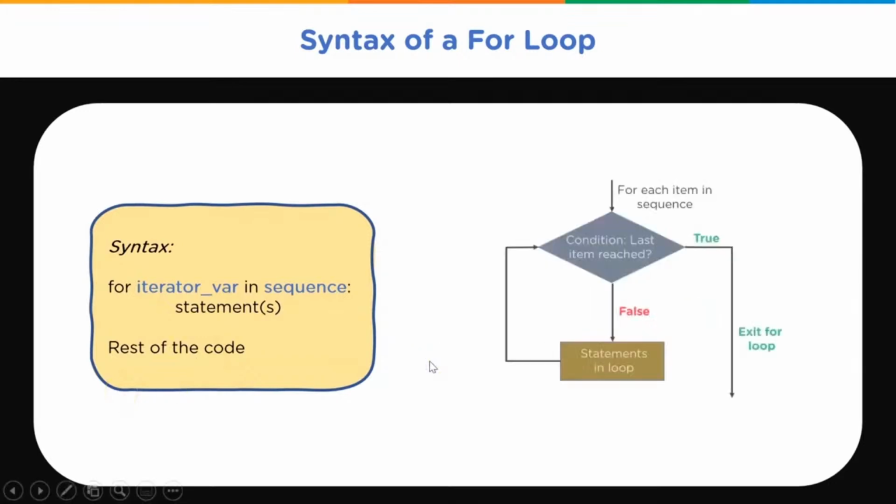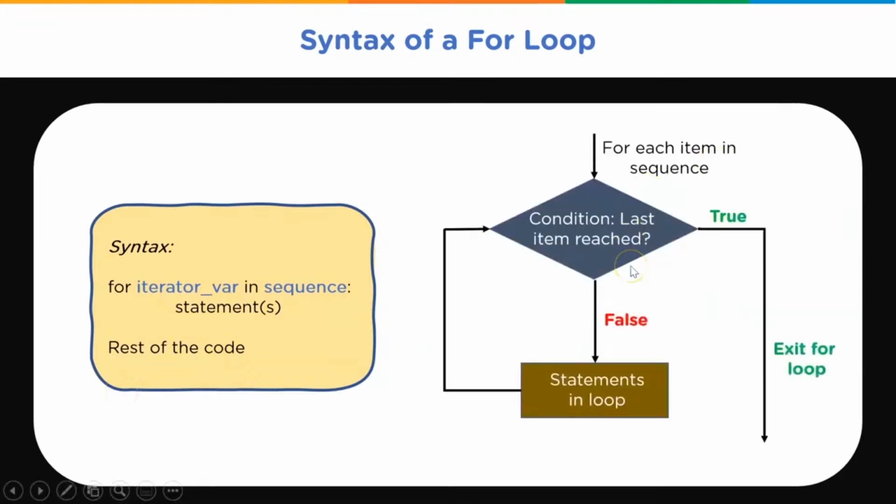And here on the right you can see the flow chart of a for loop. So you have for each item in sequence, then we check the condition. If you have reached the last item, that is true, you exit out of the loop. But if it is false, you keep on executing the statements that are present inside the for loop. This will continue until you have reached the last item in your sequence.